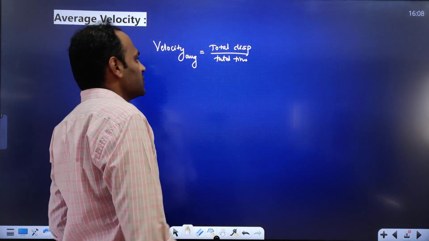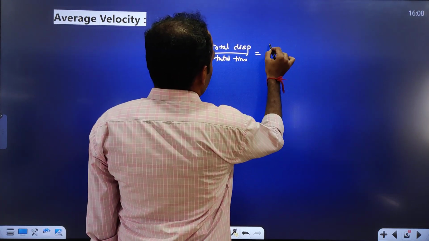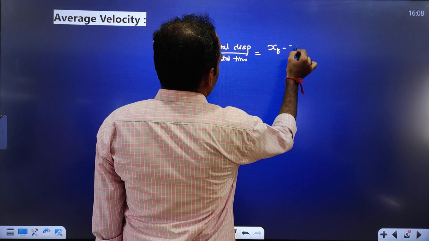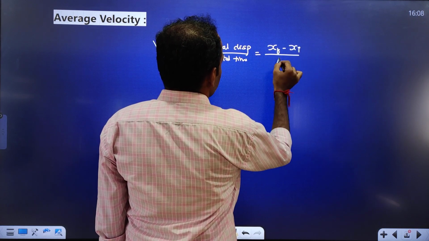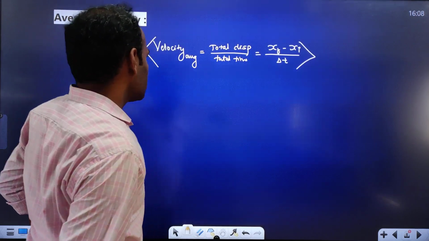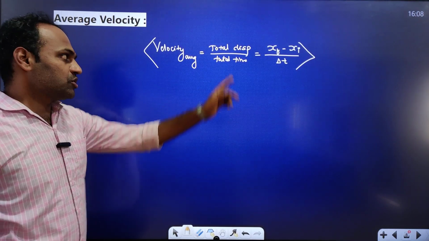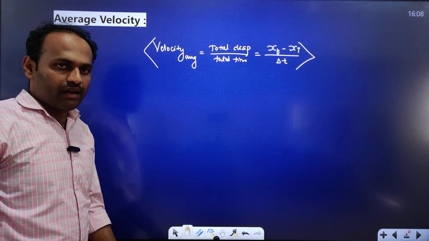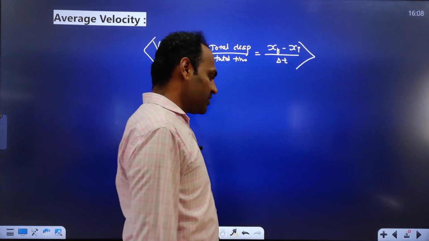Here we are only seeing the average values of speed, right? I can write it as final position minus initial position divided by change in time, or time taken to cover that distance. This is average velocity: final position minus initial position divided by delta t, right? So that is all about average velocity.